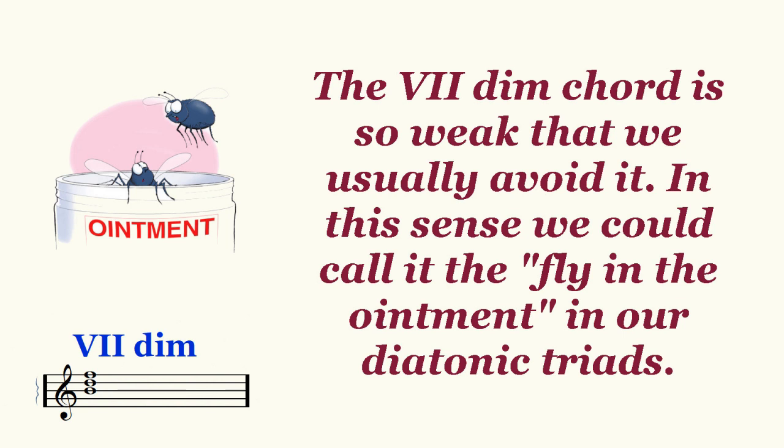There is nothing wrong with this, but it is rather weak, especially at the end. The 7 diminished chord is usually avoided because it is not very effective. Generally speaking, we substitute another triad for the 7 diminished triad.